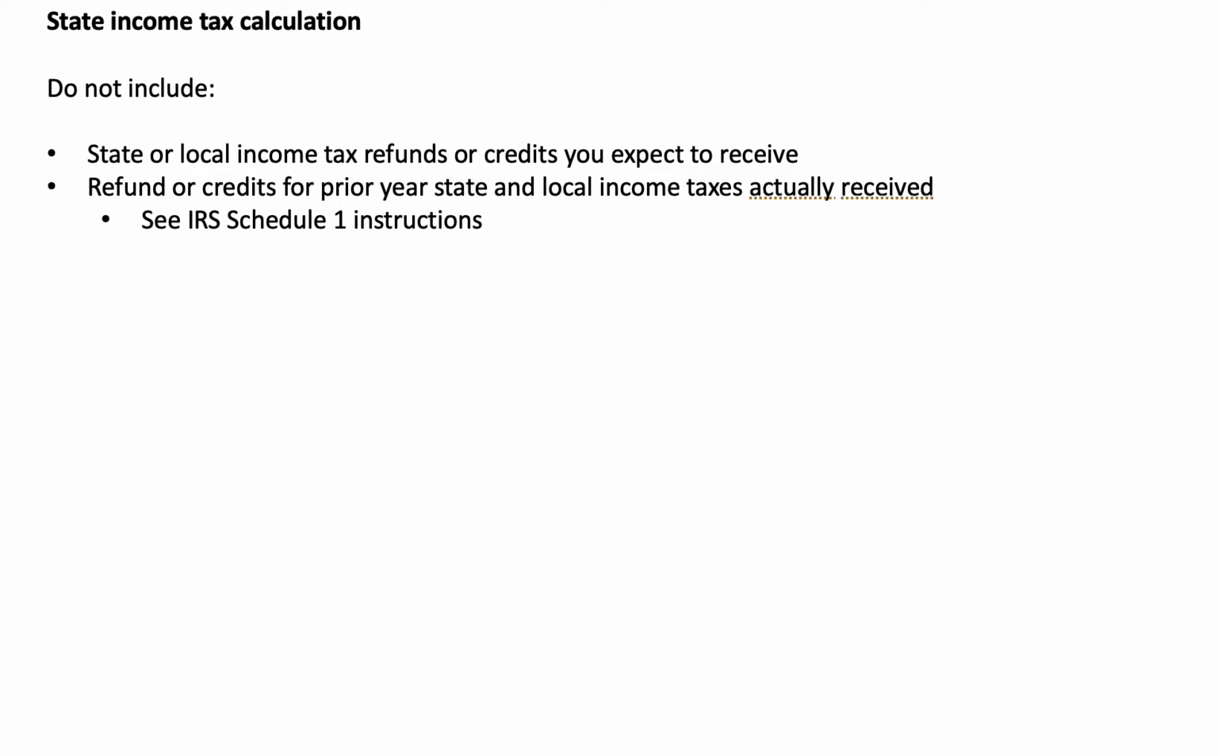What you cannot include would be tax refunds or credits that you expect to receive. So if you paid $5,000 but you're expecting a refund for $1,000 based on your state income tax return, then you would only be able to deduct the $4,000. You also cannot include any credits or refunds for a prior state or local income tax that you actually received. Instead, you need to see the Schedule 1 instructions, the IRS Schedule 1 for additional income and adjustments to income to determine how to properly report that.